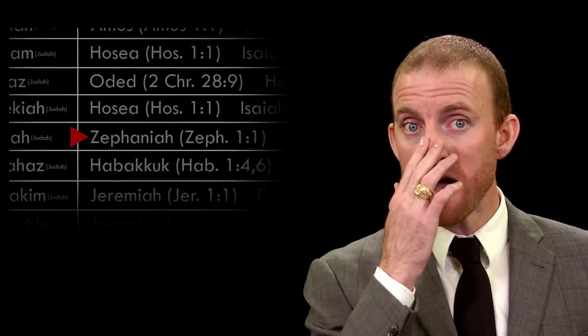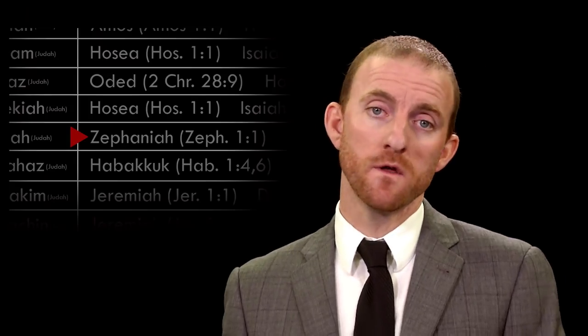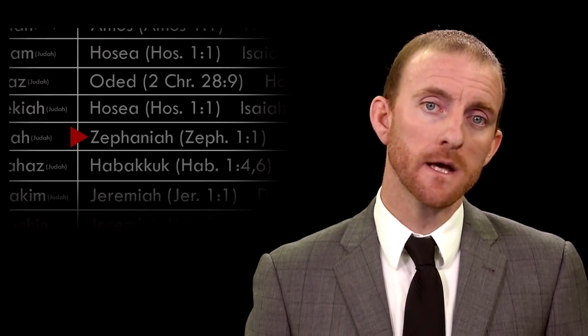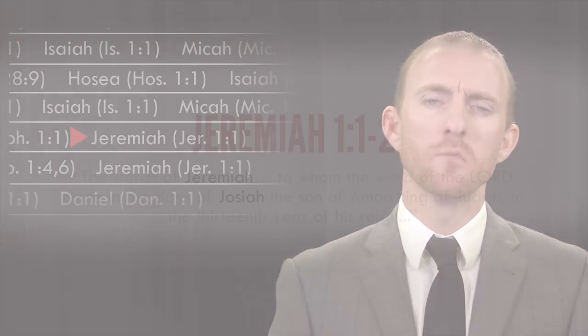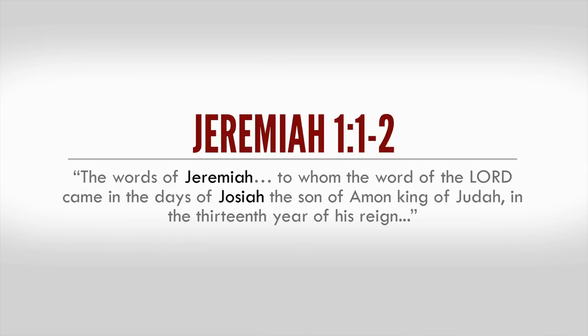As we've already seen, Josiah reigned for 31 years. 2 Kings 22 and verse 1. So it should be no surprise that Zephaniah had a contemporary prophet with him. Jeremiah begins his book, the words of Jeremiah, to whom the word of the Lord came in the days of Josiah, the son of Amon, king of Judah, in the 13th year of his reign. Jeremiah 1, verses 1 and 2.